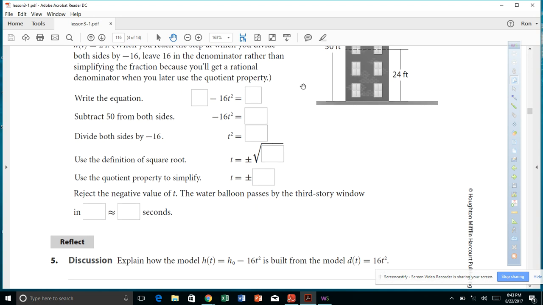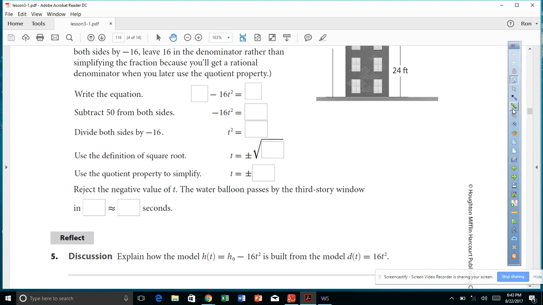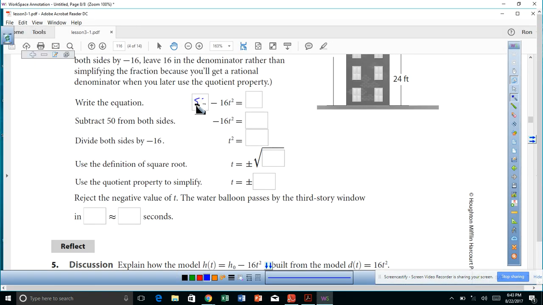So here we go. We have 50, the initial height, 50 minus 16t squared equals 24. All right. We'll subtract 50 from both sides, and we'll get negative 16t squared equals negative 26. Divide both sides by negative 16, and we get 26 over 16.